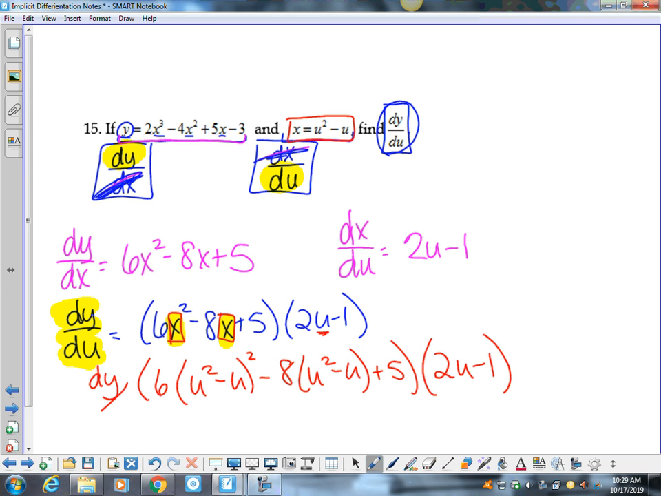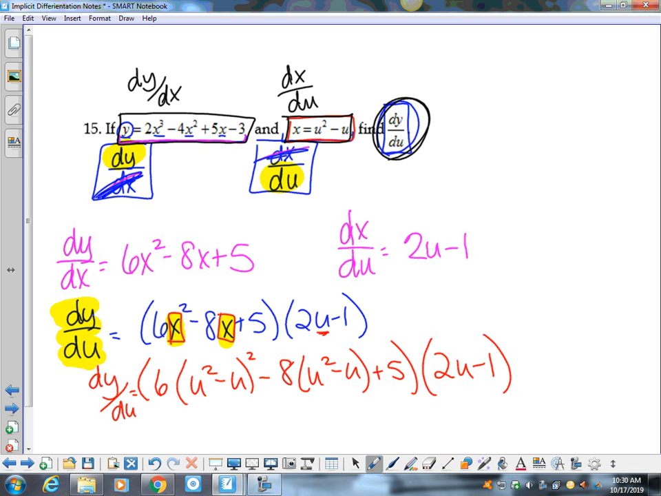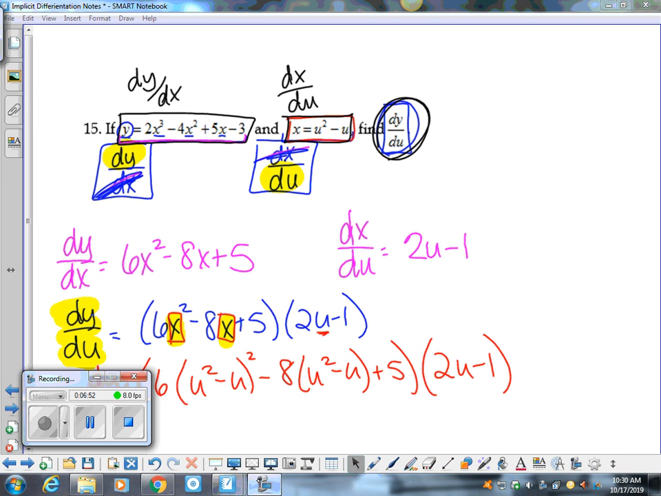And that is dy du. And again, they could clean that up or they could leave it just like that. If it's an FRQ, you leave it just like that. So hopefully this helps, but it's very important to understand the big picture of when you're taking the derivative of this, that's dy dx, and when you're taking the derivative of this, that's dx du, and then how to manipulate those two things to get what you want. Okay? All right. That's it. Good luck.